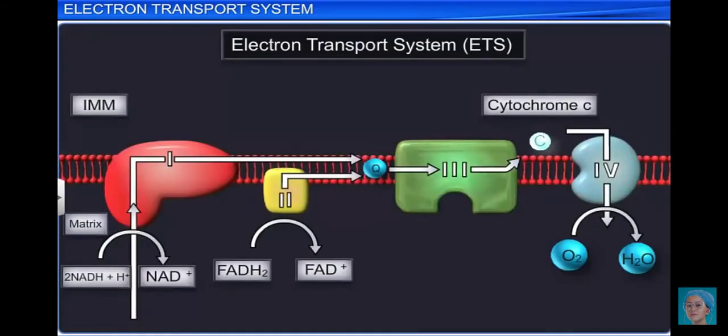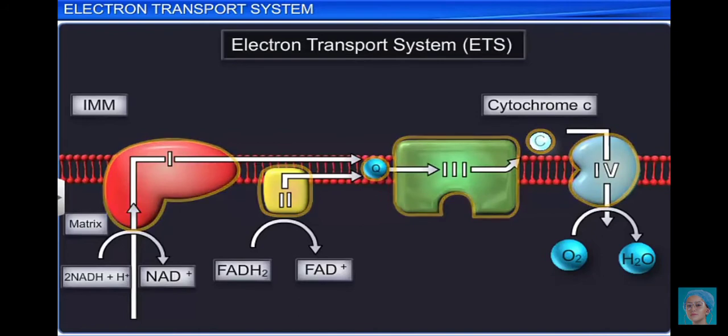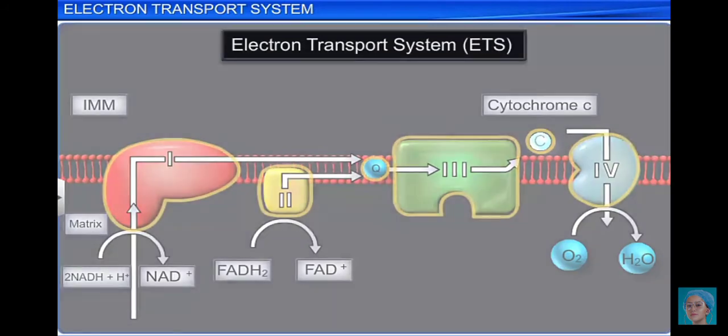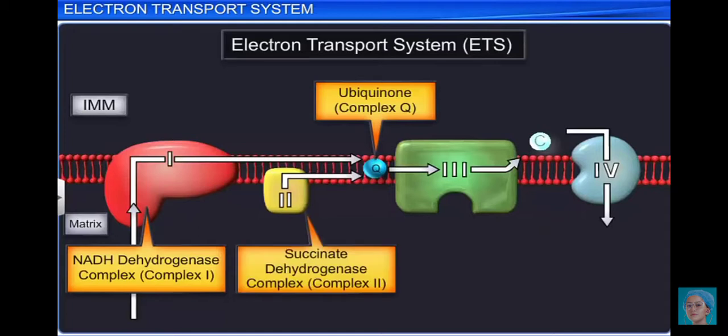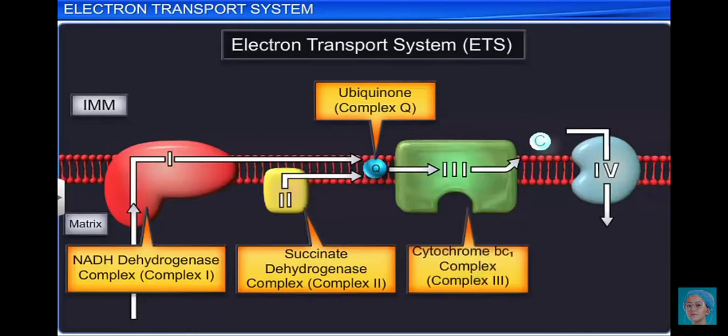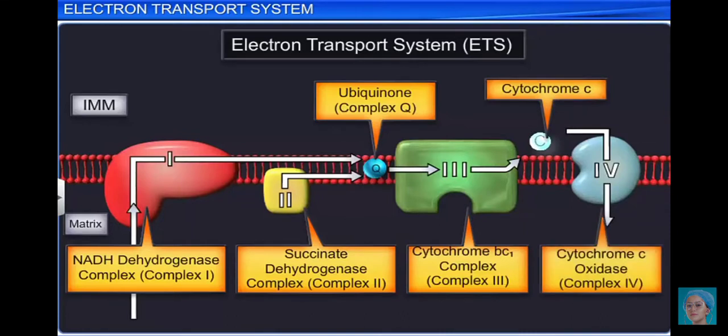ETS comprises several electron carriers that include NADH dehydrogenase complex, or complex 1, ubiquinone, or complex Q, succinate dehydrogenase complex, or complex 2, cytochrome BC1 complex, or complex 3, cytochrome C, and cytochrome C oxidase, or complex 4.